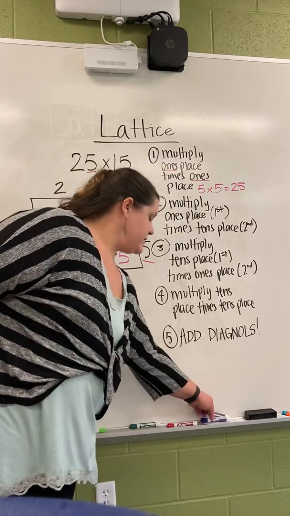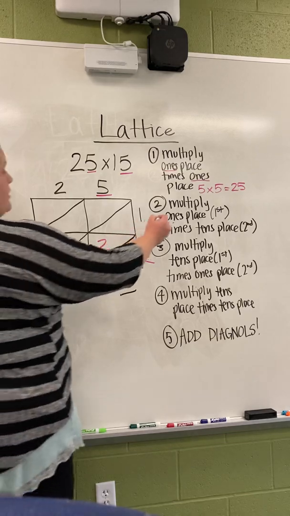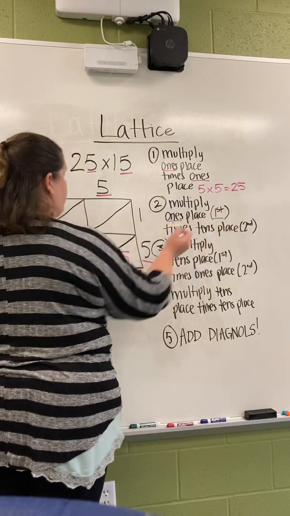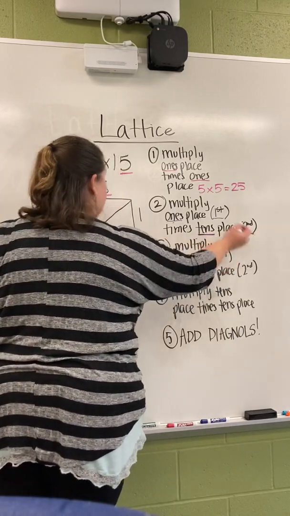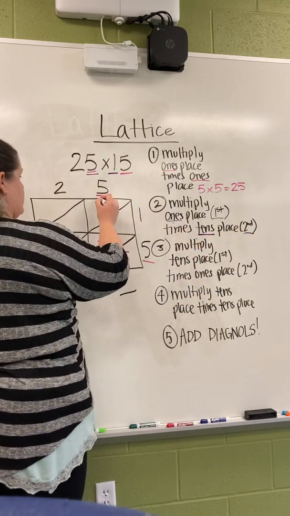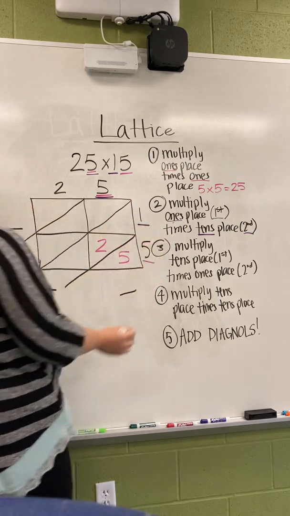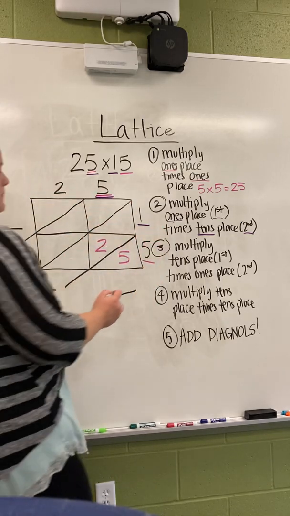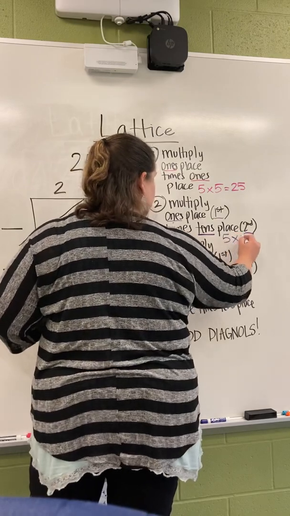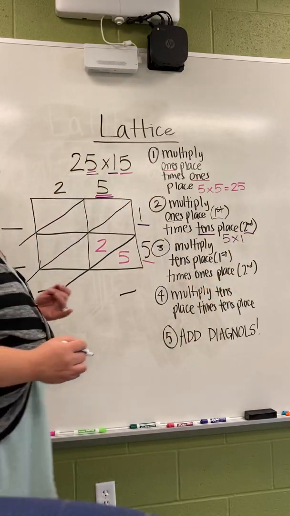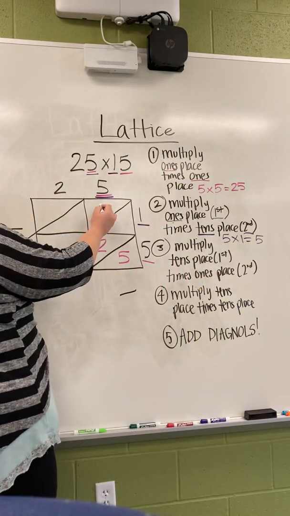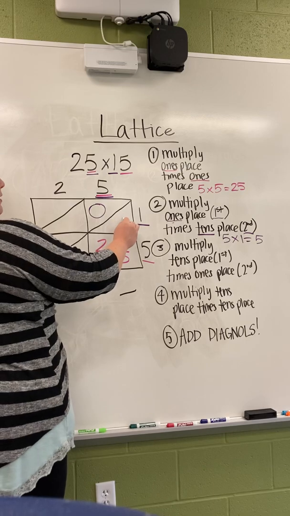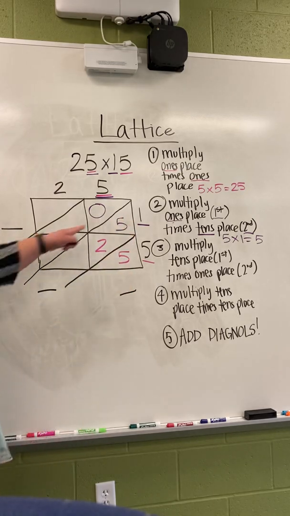Our next step is to multiply the ones place in the first number times the tens place in the second number. Ones place in the first number, tens place in the second number. 5 times 1. Which equals what? Right, 5. So we put a 0 and a 5 because there's nothing in the tens place. We still have to put in a placeholder.